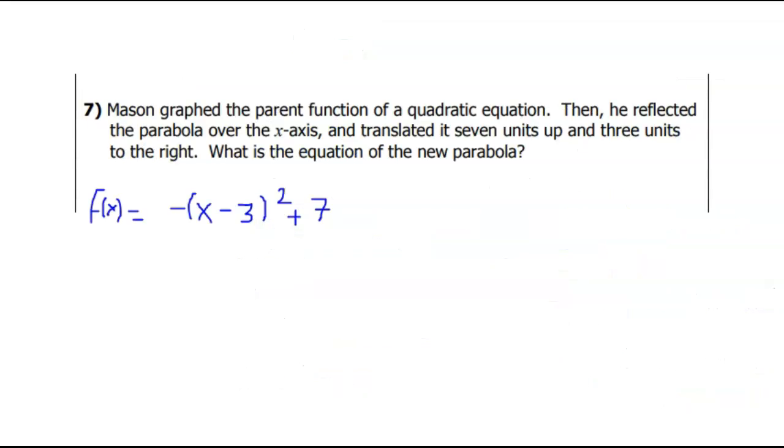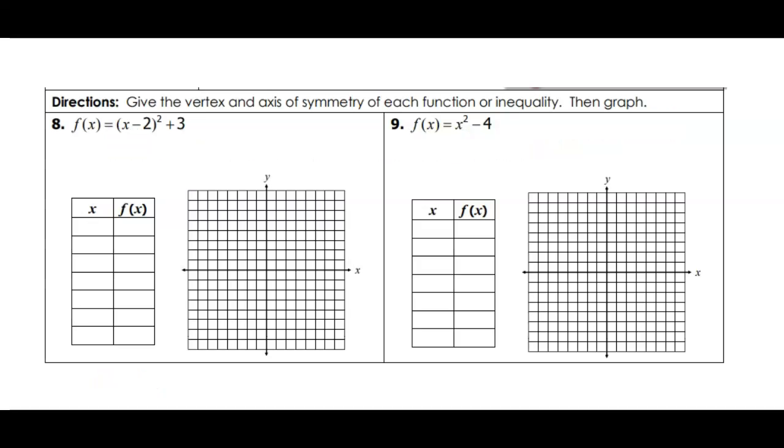All right, if Mason reflected the parabola over the x-axis, that should give us a negative. If he translated it 7 units up, my k should be +7. And if he moved it 3 units to the right, my h should be -3. Now I'm going to use this vertex form to graph parabolas.